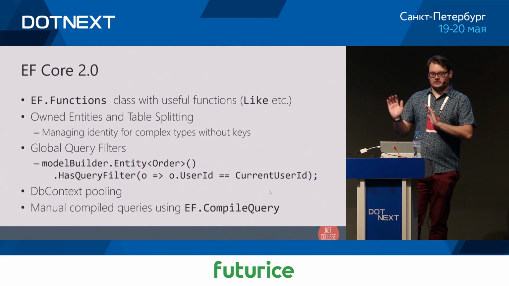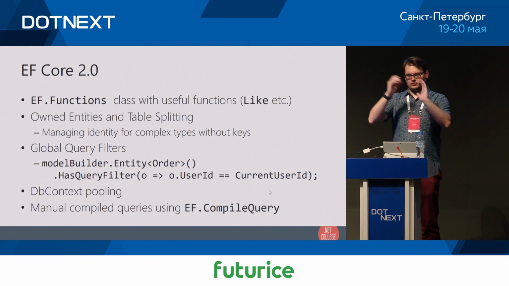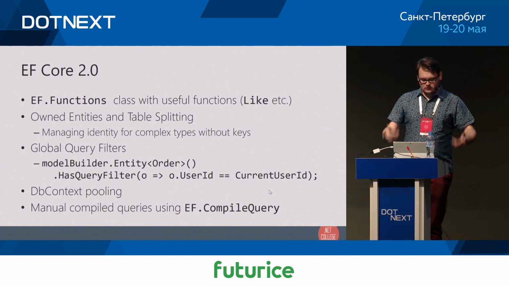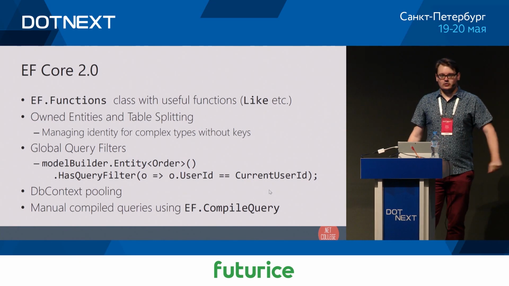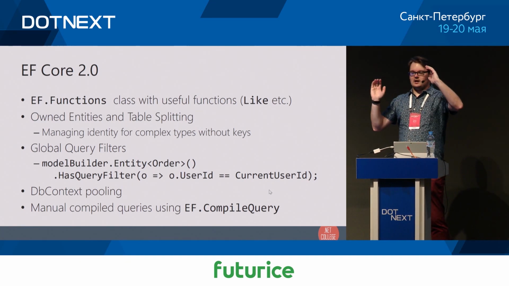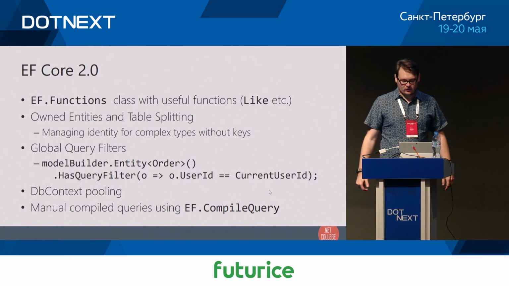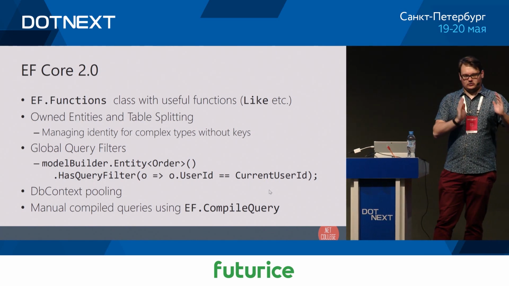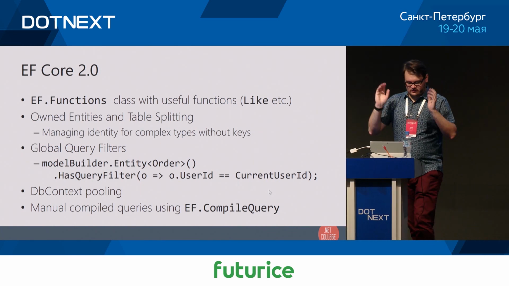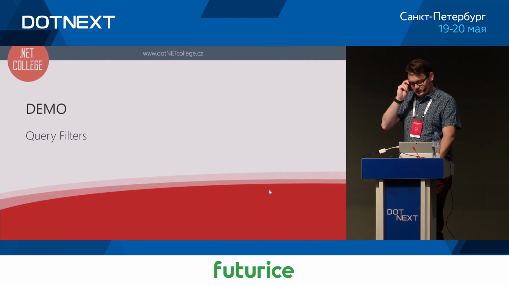Also, there is DB context pooling, so you can reuse DB context objects. You don't have to create new instances. And also, there is a function EF.CompileQuery, which you can use to pre-compile a query, and then you can use just this query. This will help the performance because you can use this compiled query object, which is created, and you just call execute, and you have your data without translation.